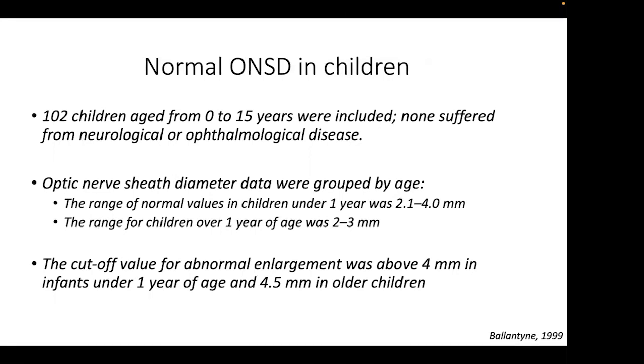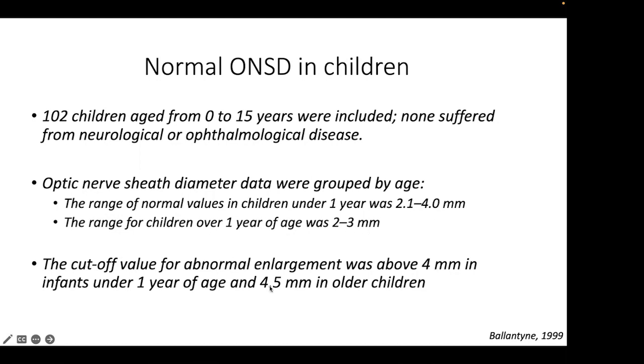One of the more commonly cited studies for normal optic nerve sheath diameters in children comes from a study in 1999, when they evaluated 102 children, age 0 to 15, to evaluate their optic nerve sheaths. None of these children had neurologic or ophthalmologic disease. What the authors found was that children less than 1 tend to have a range of optic nerve sheath diameters between 2 and 4, and children over 1 between 2 and 3 millimeters.